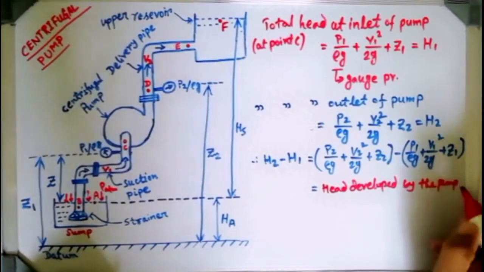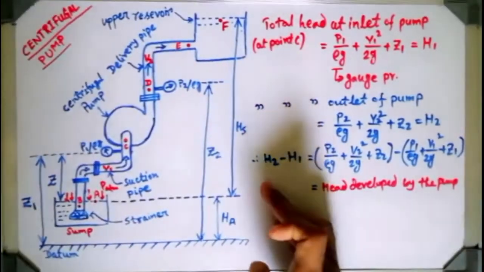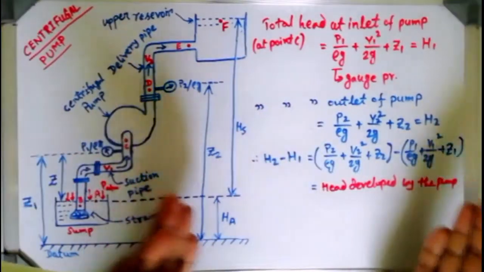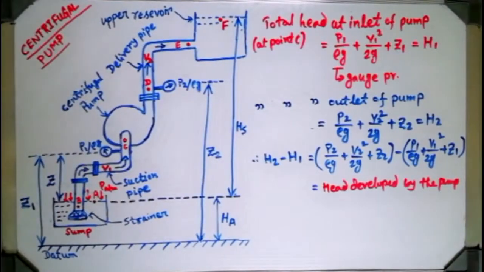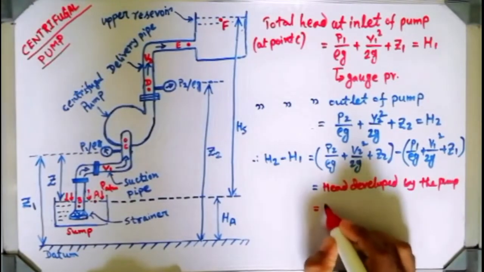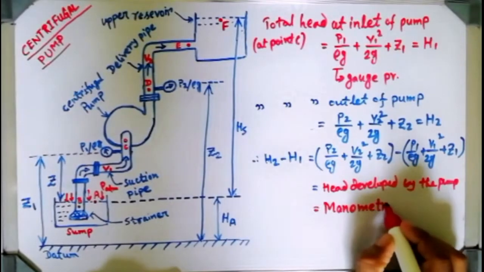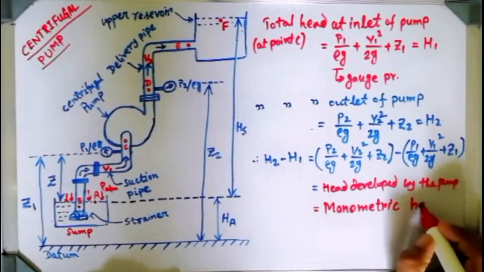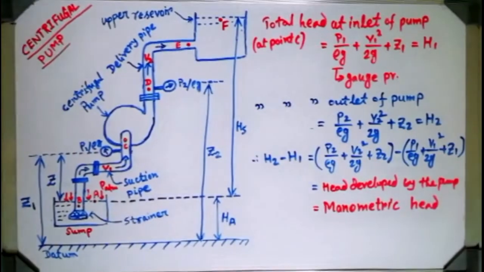Because one is head available at inlet and the other is head available at outlet. So if you subtract them, what you are getting is the head developed or head generated by the pump itself. And this is known as manometric head. Why it is said as manometric head, I will come on to that. First know this head is known as manometric head.